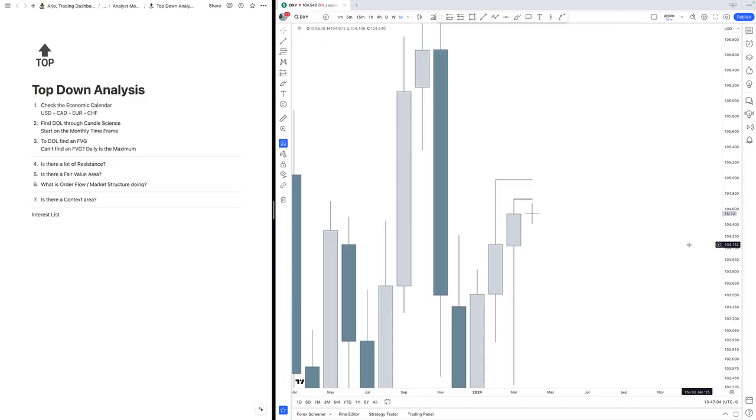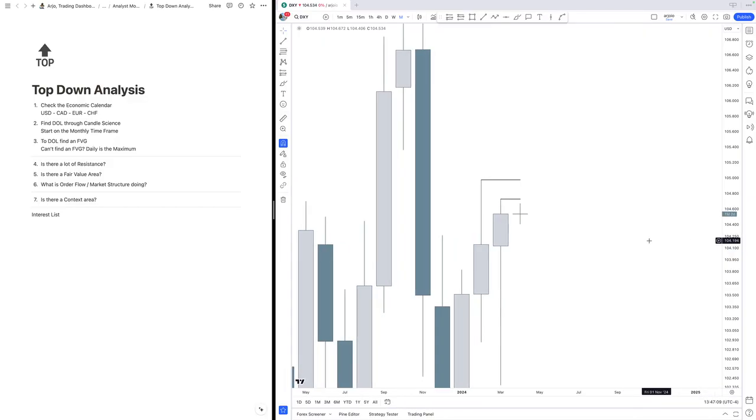To draw liquidity, find an FVG. Okay, what does that mean? Well, towards that drawn liquidity, we now want to find a fair value gap that supports the idea of trading towards that drawn liquidity. That is order flow. That is where we have the intention supporting the idea to actually trade towards that drawn liquidity.